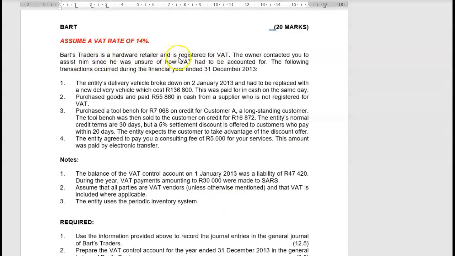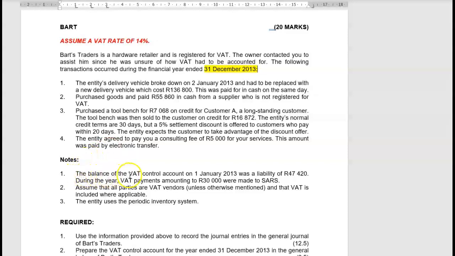Bart Stratus is a hardware retailer and is registered for VAT. The owner contacted you to assist him since he was unsure how VAT had to be accounted for. The following transactions occurred during the financial year ended 31 December 2013. Right. They give us 4 transactions. They give us certain notes.